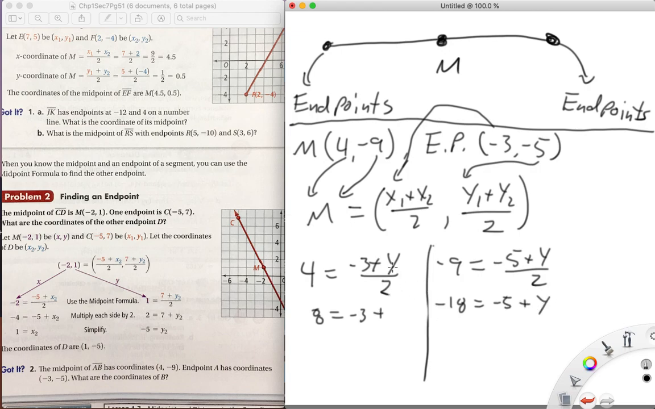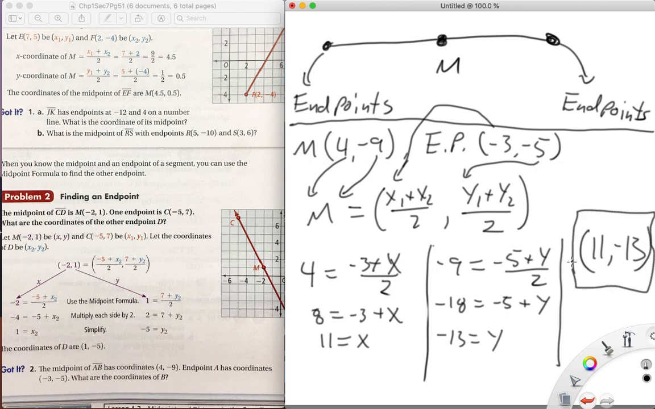This should be x. I don't know why I wrote it. Or x, sorry. Add 3 to both sides, so the endpoint equals 11 for the x coordinate, and then I add 5 over here, and I get -13 equals the y coordinate of that endpoint. So the other endpoint is going to be 11, -13.